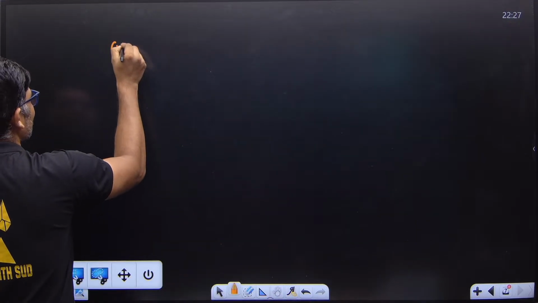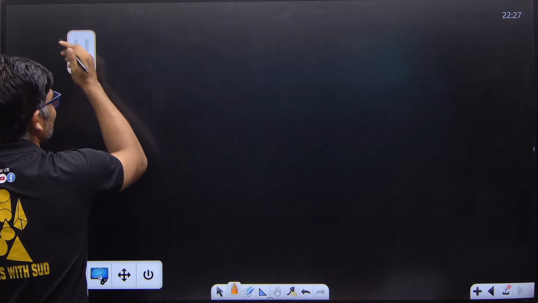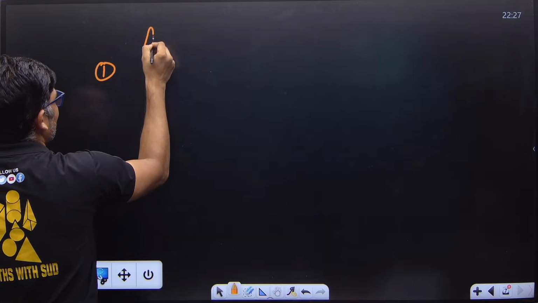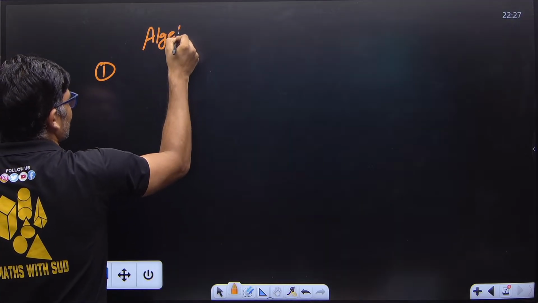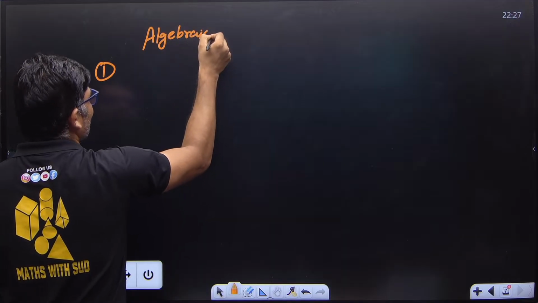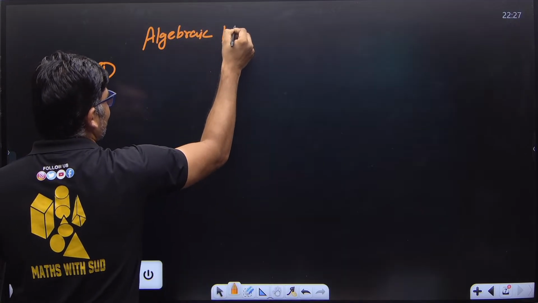So what is the first algebraic identity? There are 10 algebraic identities. How many are there? 10. So we can make a note of 5 today. Algebraic identities.